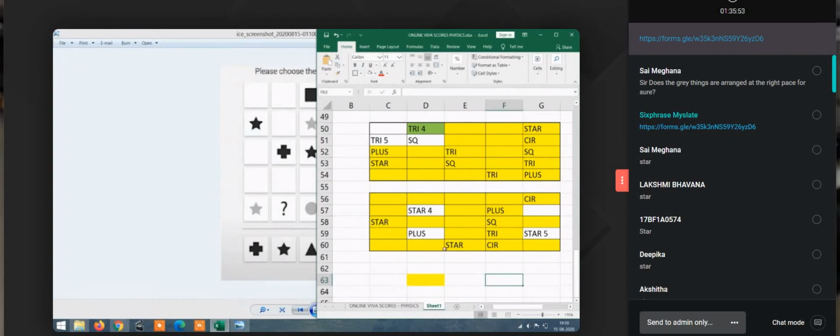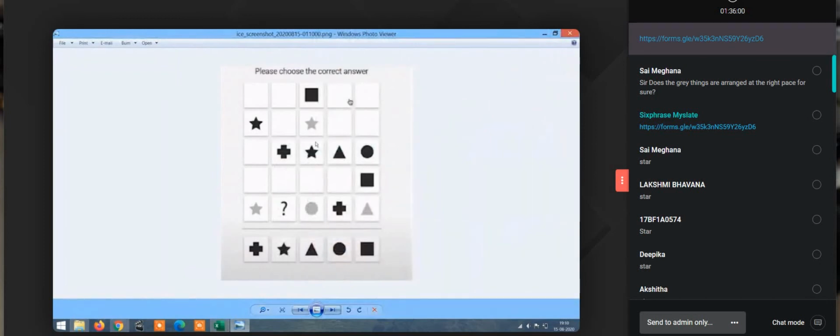Now, another thing is somebody said, how can there be two stars in the same column? Yes, I see that. There are two stars in the same column. This guy has done it wrongly. By done it wrongly, I do not mean he has framed the question wrongly. Initially he'll have only black colored shapes, guys. These gray colors, you can choose. You can click on it and you can choose it.